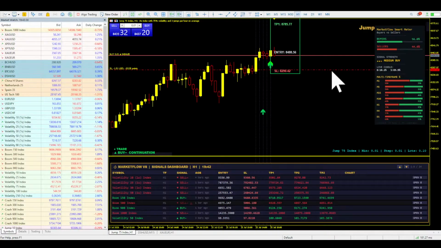This one doesn't need it. Write this down as well, guys: Jump 75 needs a big lot size, so something like 1.0. It won't hurt, because if you go with the minimum lot size, you're looking at cents.